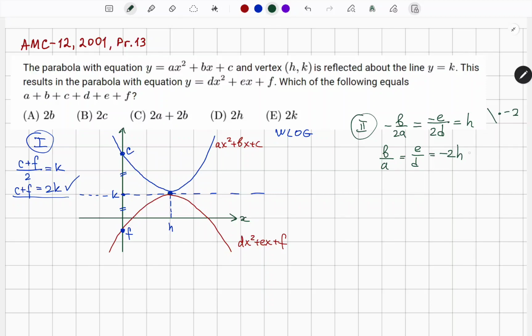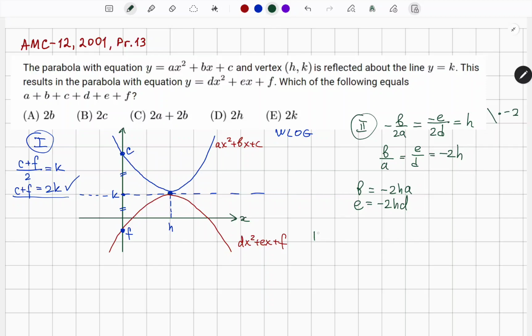So what does it mean? I take a look at this equation, multiply both sides by a. So b equals minus 2h times a. And then I consider this equation, multiply both sides by d. So e equals minus 2hd. Okay, so that's the second fact.